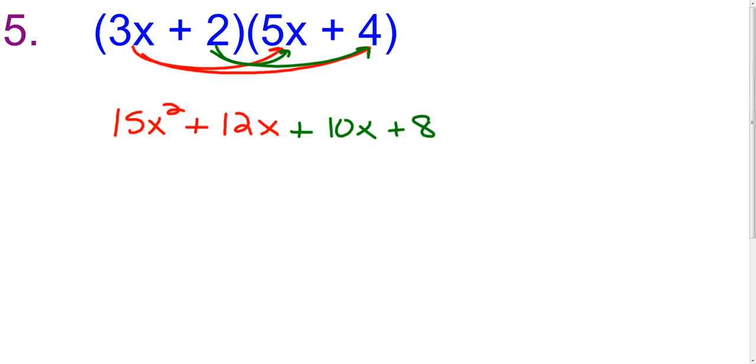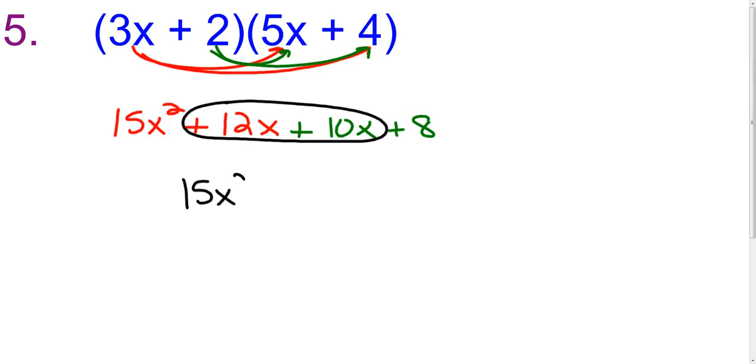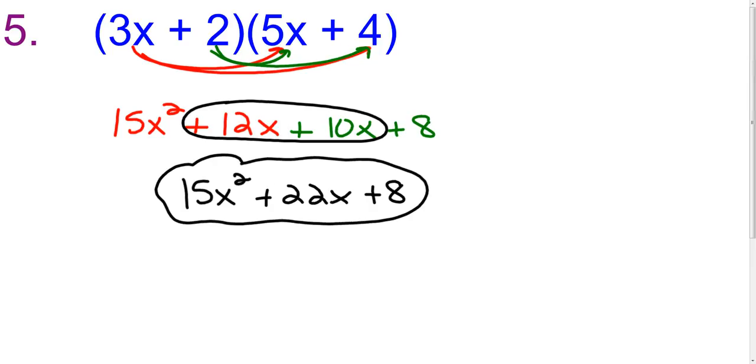And now you can see that I have some like terms that I can combine. These two things are both an x, so I will be able to combine them. When you give your answer, you want to list them in descending order, which means the biggest exponent first. So I will list this 15x squared term first, since it has the biggest exponent. And then I will combine my 12x and my 10x to have 22x. And then, of course, my plus 8 that's at the end. And that is all I can do for that problem.